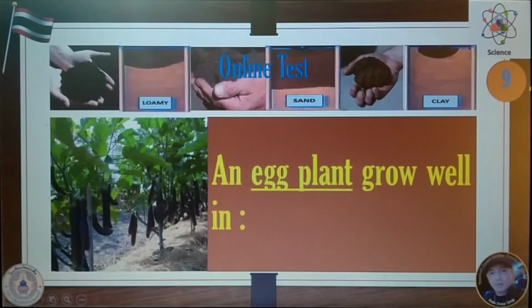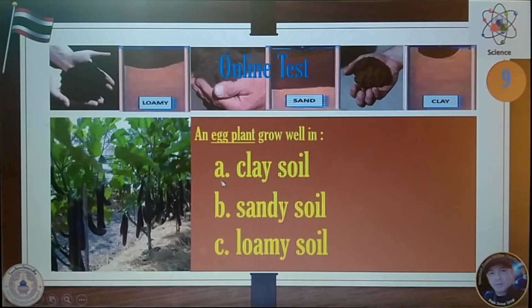Online test 9. An eggplant grows well in A. Clay soil, B. Sandy soil, C. Loamy soil.